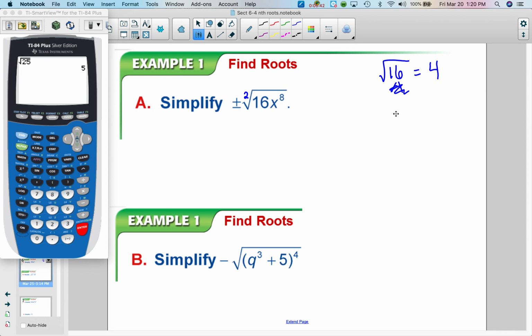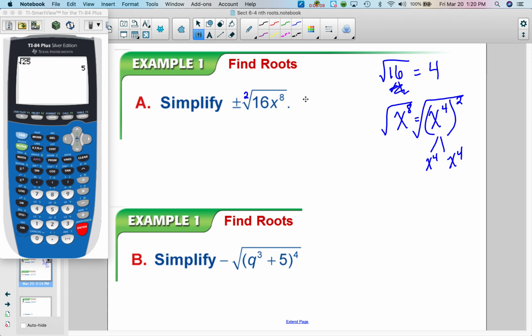I want to consider this x to the 8th power. And I want you to think of it as x to the 4th squared. Because remember, power to a power, you multiply the exponents. So if you square root that, notice that I can think of this as x to the 4th times x to the 4th. So when I square root it, I actually get x to the 4th.